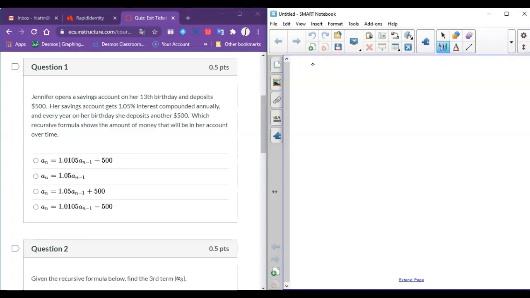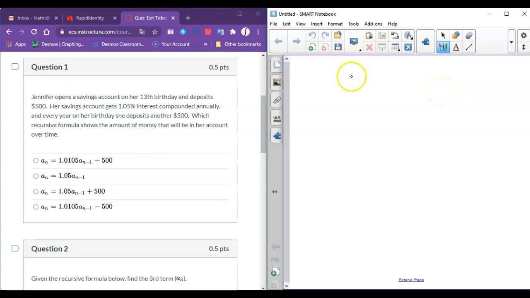send out the video. So this first situation, we're looking at depositing money in a savings account that gets 1.05% interest compounded annually, and Jennifer here is going to deposit $500 each year. So whenever we're setting this up, we have to think about what we would do if we were doing sort of like an exponential equation.